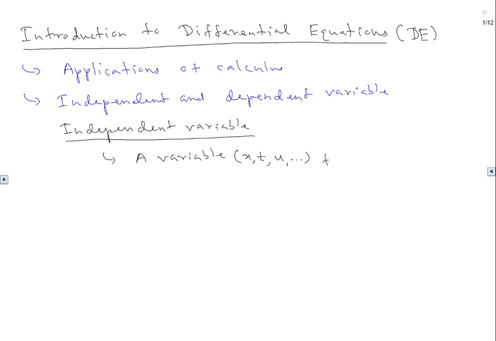A variable that can take any value. We can say any value in the domain of a function. Why we write that part will be clear later. This domain is important because you can't simply pick all the values. There's a domain that we talk about, but I'm going to give you an example in a minute.